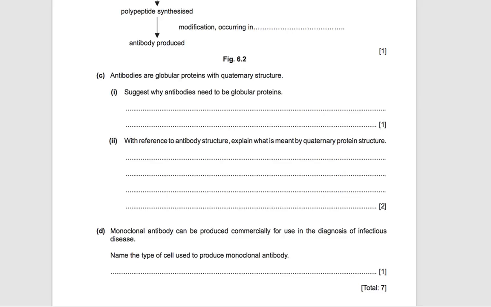With reference to antibody structure, explain what's meant by quaternary protein structure. So quaternary protein structure simply means that it's made up from more than one polypeptide. And in the case of antibodies, they have 2 heavy and 2 light chains, so 4 different polypeptide chains, I think, and they have a variable and a constant region.